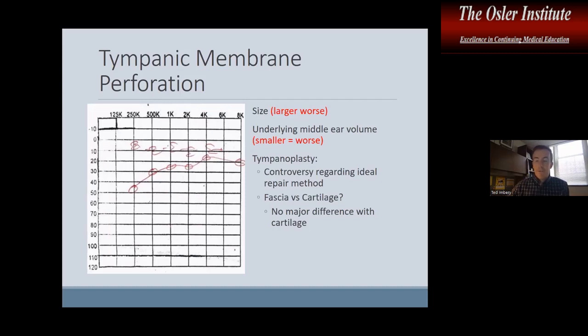Tympanoplasty surgery, that's the bread and butter of what an otologist does. There's a lot of debate and controversy about the ideal method of repair and the tissue that should be utilized. Fascia, cartilage are pretty popular. Overall, in the hands of experienced surgeons, there's not really going to be any typical difference between materials. Just do something that you can use reliably and get good closure. And again, that typically should be over 90% or more if you're doing it regularly.